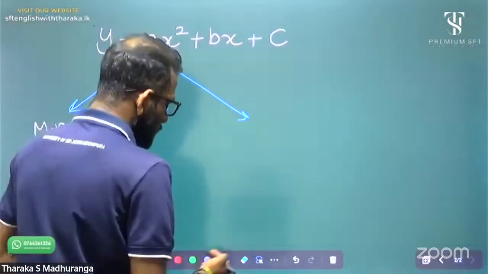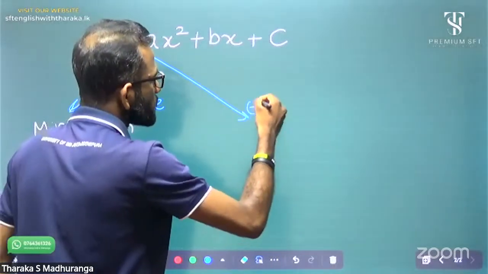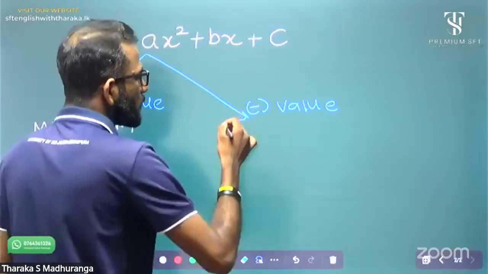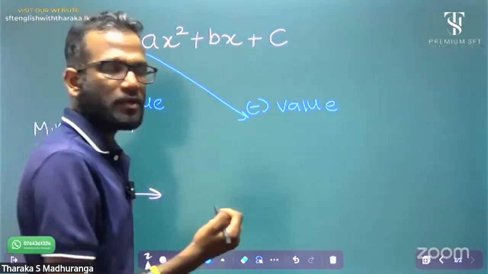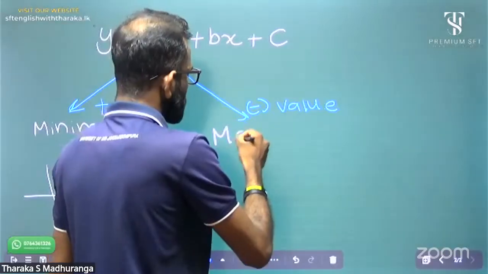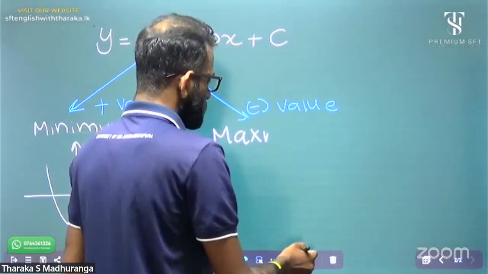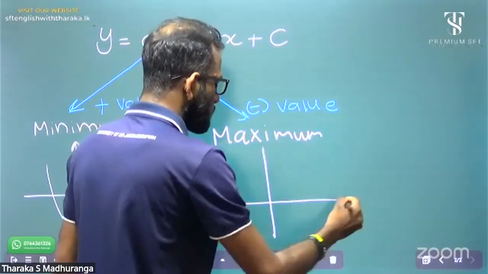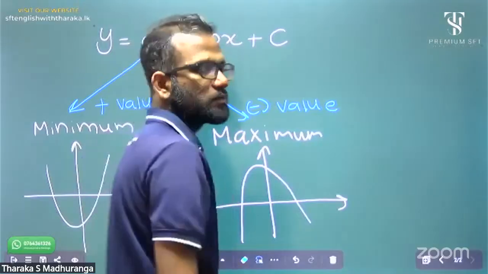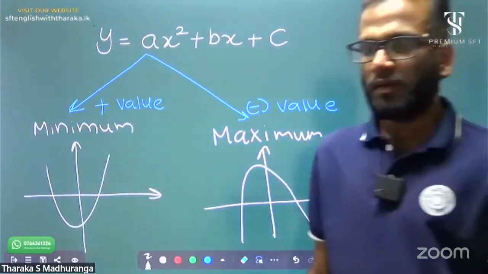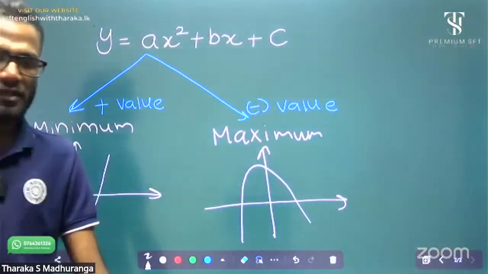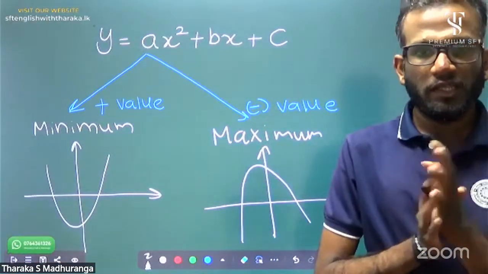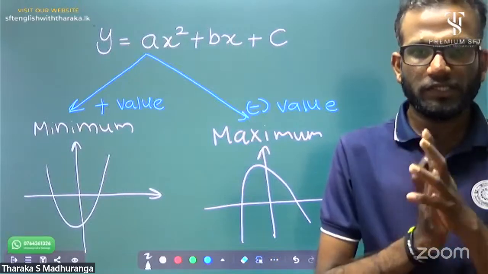If the a value is a minus value, is it maximum or minimum? It is maximum. Okay, this is the shape of the function. That's only what we discussed last week. Okay, up to now, do you have any doubt?